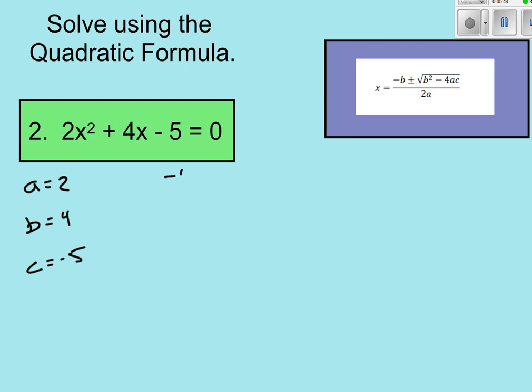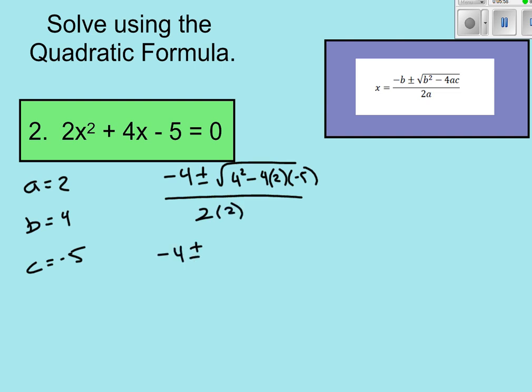So it's going to be negative 4 plus or minus the square root of 4 squared minus 4 times 2 times negative 5, all over 2 times 2. So that'll be negative 4 plus or minus the square root of 16 minus 4 times 2 times negative 5. That is going to be negative 40. So minus negative 40. So if you're saying that's going to go together, you're right. Plus or minus the square root of 56 all over 4.